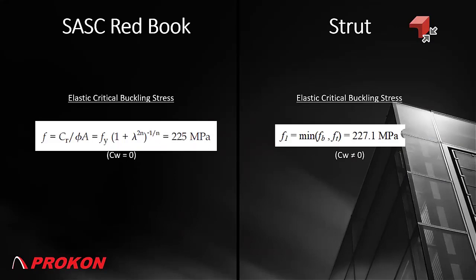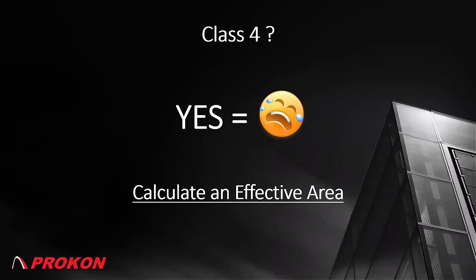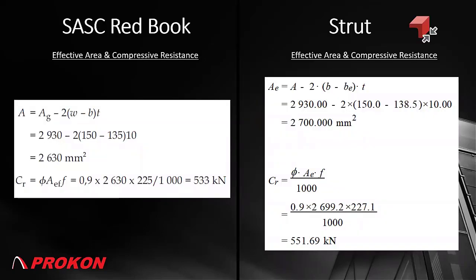Back to the example at hand, the critical buckling stress is the minimum between the calculated flexural buckling stress and flexural torsional buckling stress. For this angle, the critical component is the flexural torsional buckling. If this were a class 1, 2 or class 3 section, we could simply multiply the critical buckling stress by the sectional area and the material factor to calculate the answer that we are looking for. But since this is a class 4 section, we need to do some additional work, and that is to calculate the section's effective area.